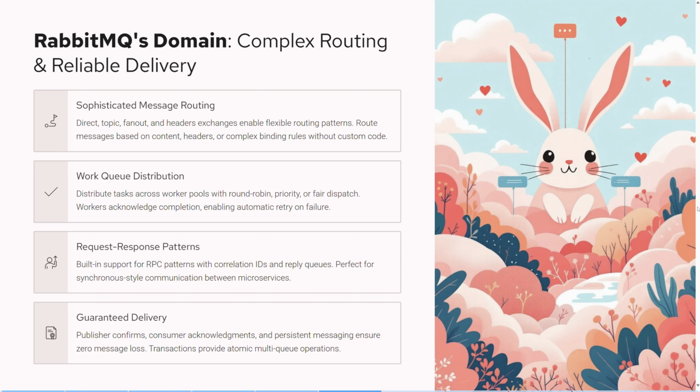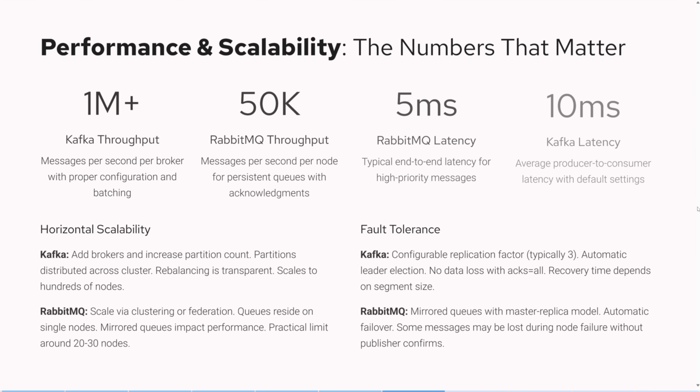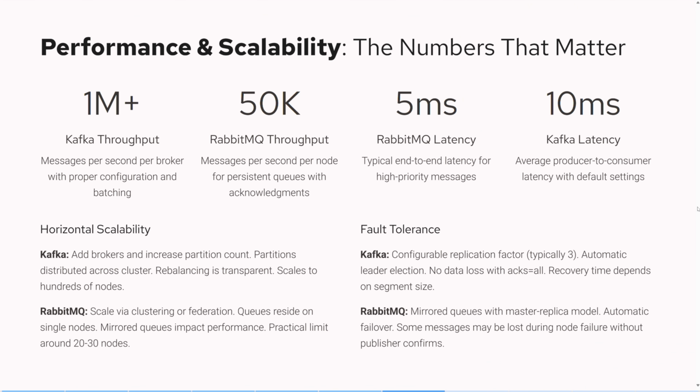One of RabbitMQ's biggest strengths is guaranteed delivery. Features like publisher confirms, consumer acknowledgements, and persistent messages ensure that data is not lost, even in the face of failures. This makes RabbitMQ a strong choice for financial systems or business workflows where every individual message matters.